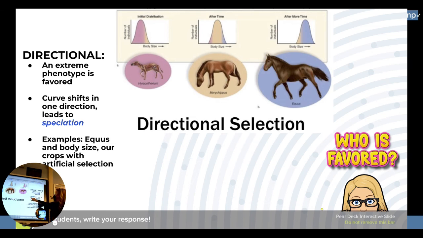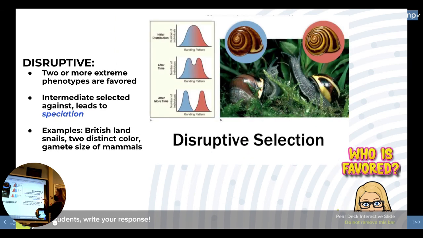Okay? And then the last one is disruptive. Can that lead to speciation? Yeah. Let's say something changes in your habitat. Let's say there's more trees, and some are adapted to hide in the trees because of their coloration, and others are better out in the open because of their coloration. Then you're going to see those propagate in those two areas, and if they stop interbreeding, then that could lead to speciation.